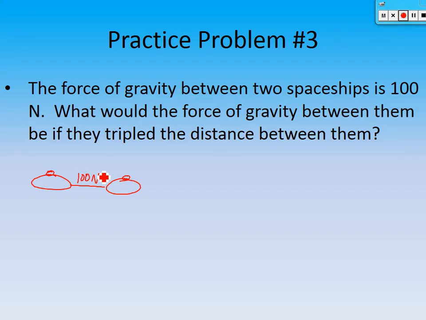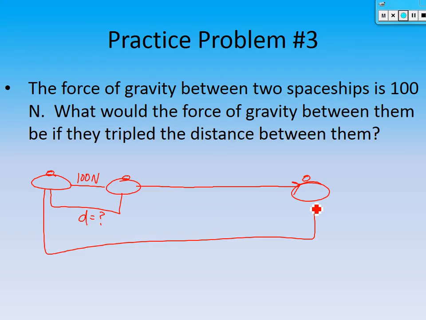But it says, what would the force of gravity between them be if they tripled the distance? So it didn't tell us what the distance was here. We don't know it. Okay, but this guy is going to move back, clear back here, so that now it is, if we don't know distance, how can we describe it in terms of the distance originally? We don't have an actual distance value, so what do we say? Yeah, this is going to be 3D. 3 times the original distance.